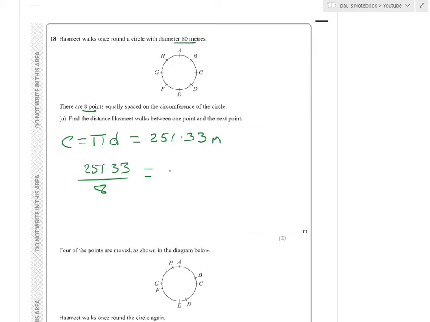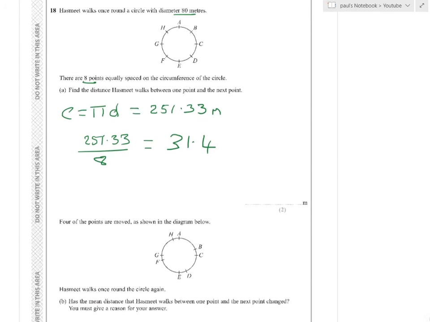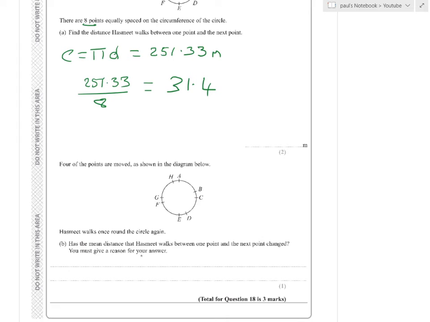So that's 31.4. Now 4 of the points are moved. It works out as the mean distance between, well no, because it's the same total. Yeah, same total divided by 8.